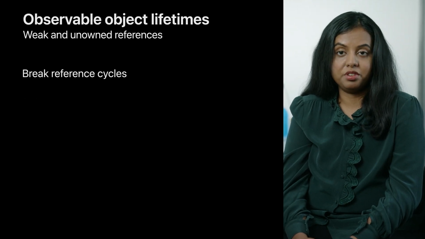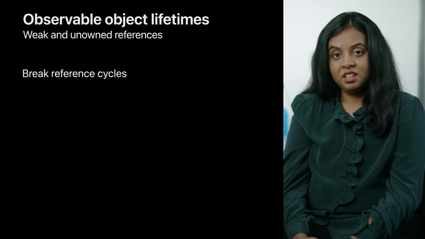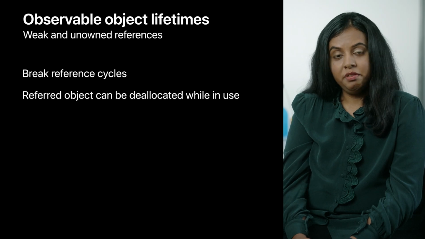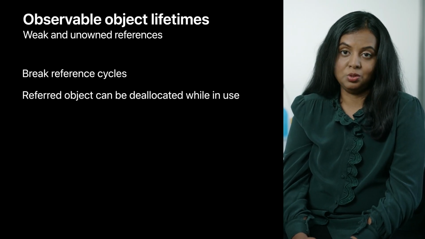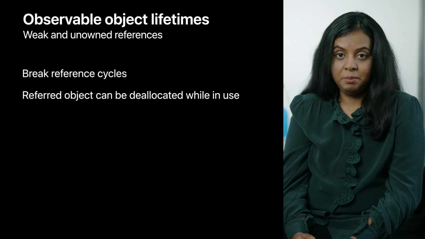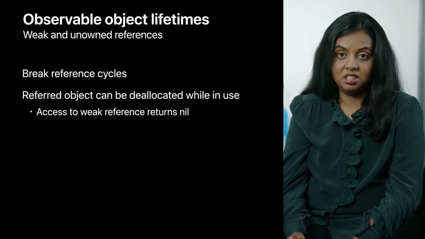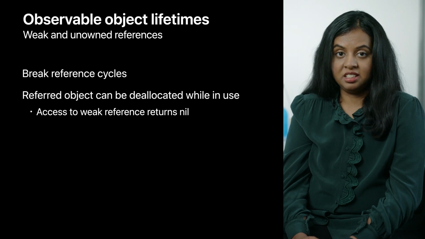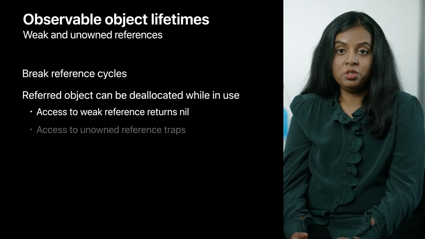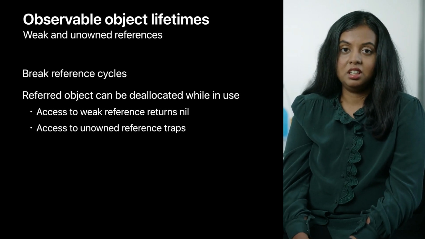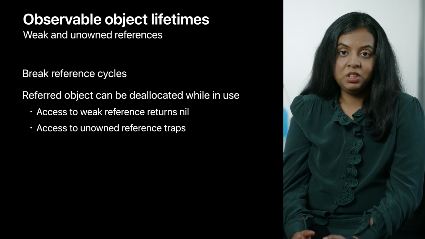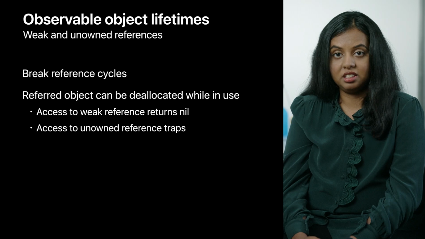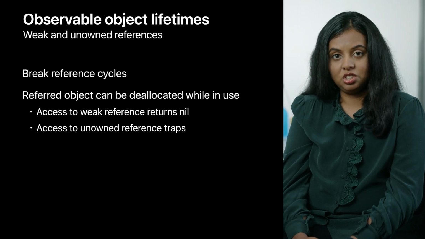You may break the reference cycle with a weak or unowned reference. Because they don't participate in reference counting, the referred object may be deallocated while a weak or unowned reference is in use. When this happens, the Swift runtime safely turns access to weak references into nil and access to unowned references into traps. Any reference participating in the reference cycle can be marked as weak or unowned to break the cycle. It depends on the application.